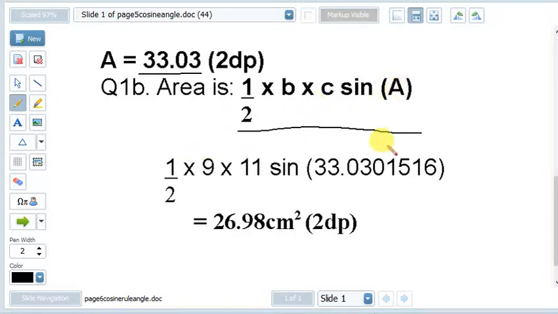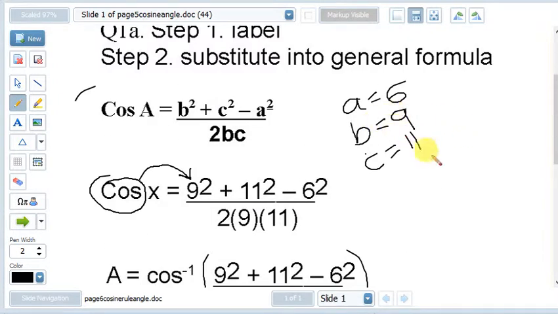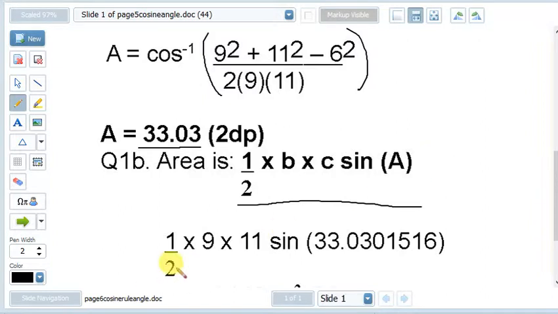So now we substitute our values into the equation. So we know what little b is, and that's 9, little c is 11, and then sine of 33.031516. And that is this number here, but not simplified, because remember, if you're going to use a number again like an angle, you've got to use all of the decimal places for accuracy. If you had used 33.03, you probably would have lost marks in an exam for accuracy and rounding.